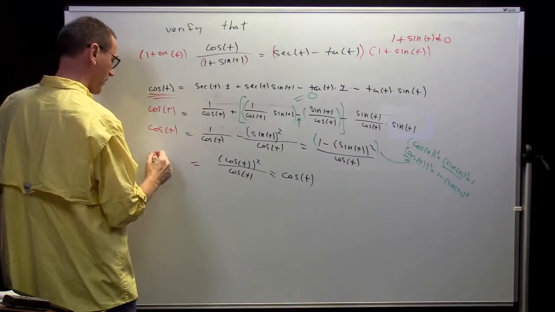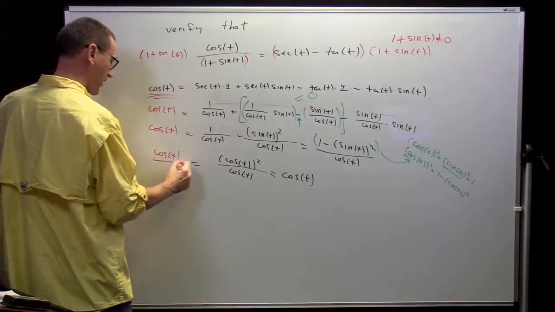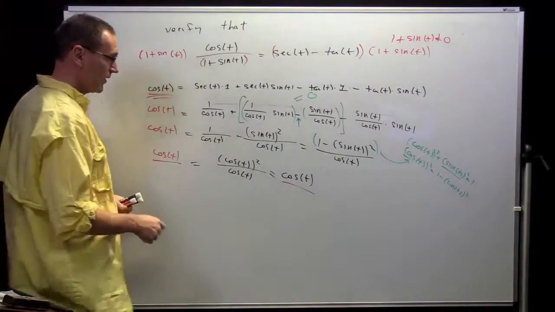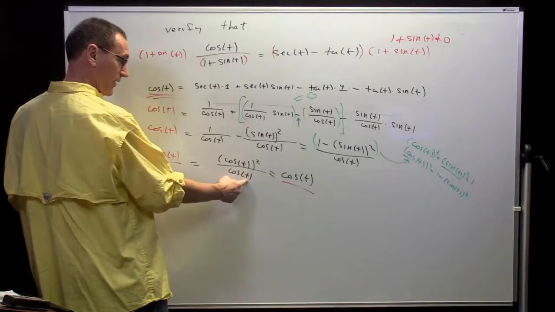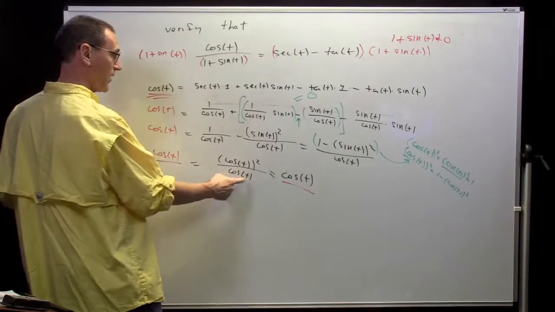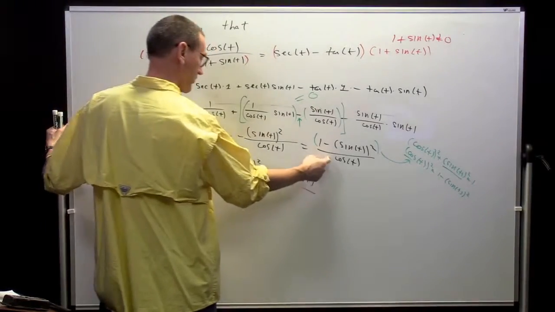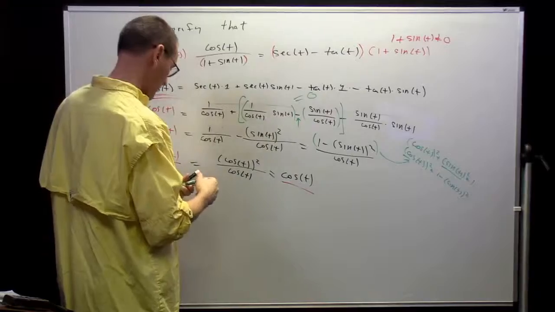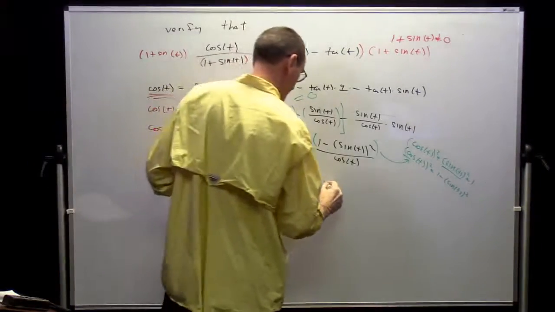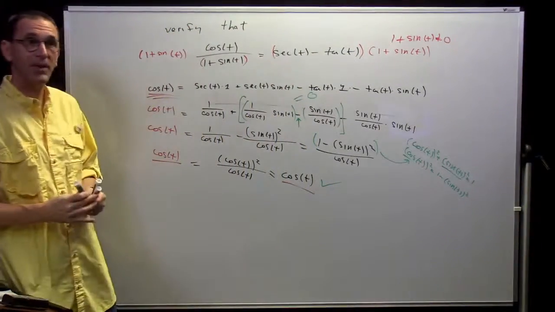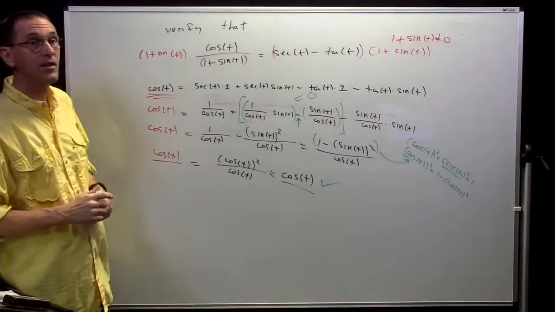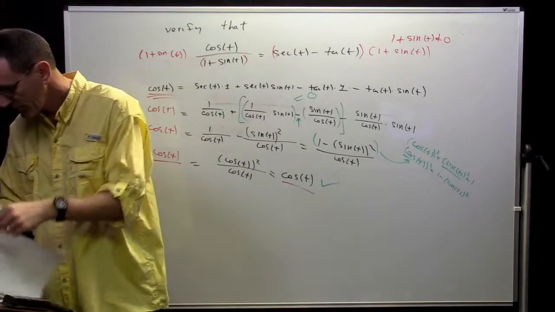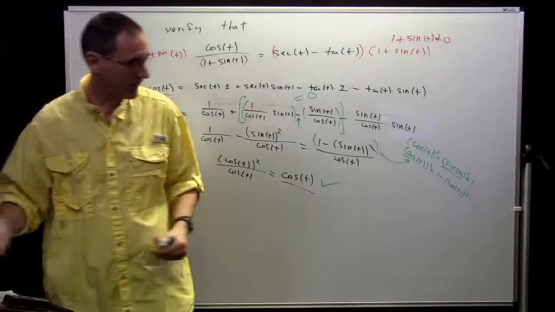So that is always going to be the same. And I just said that cosine of t equals cosine of t. Right? That implies then that cosine squared over cosine is cosine, which means that this is true. Everything works backwards, so basically this original identity is going to be true. Okay? All right. Let's do one more example.